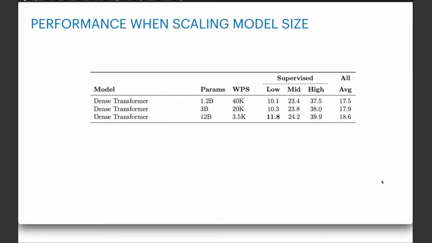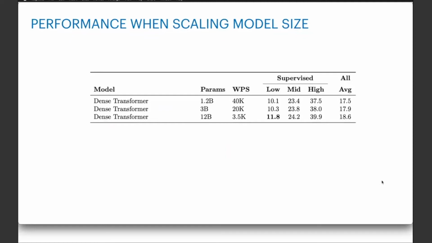So what happens? Here I want to go over some results. Going over the right-hand side first, the first column is the number of parameters. We were talking about 1 billion to 12 billion earlier. The second column is this metric called words per second, which is essentially how fast we can produce translations.